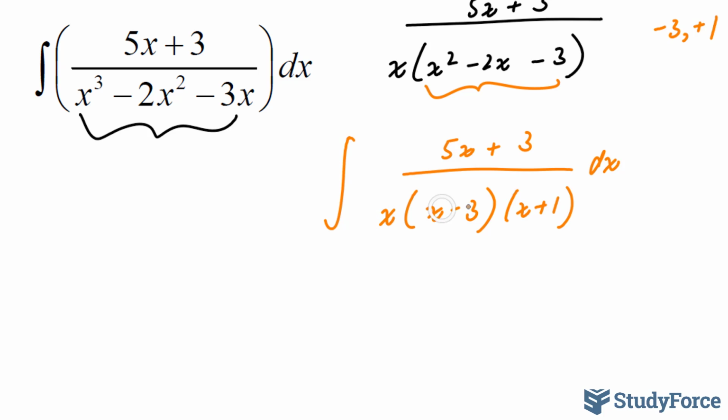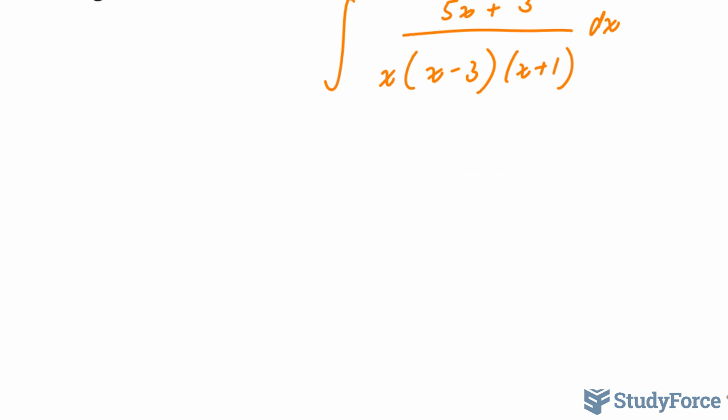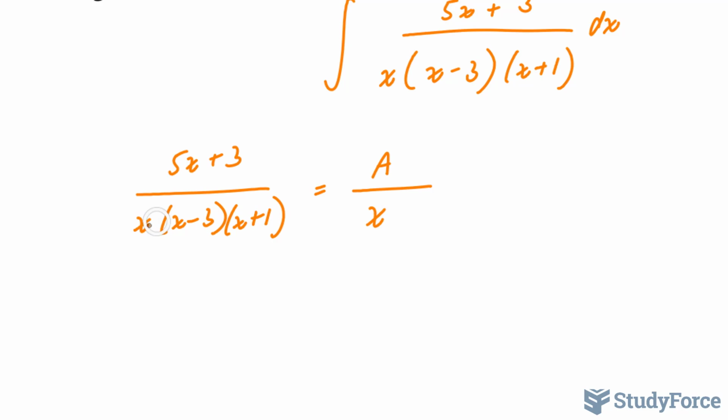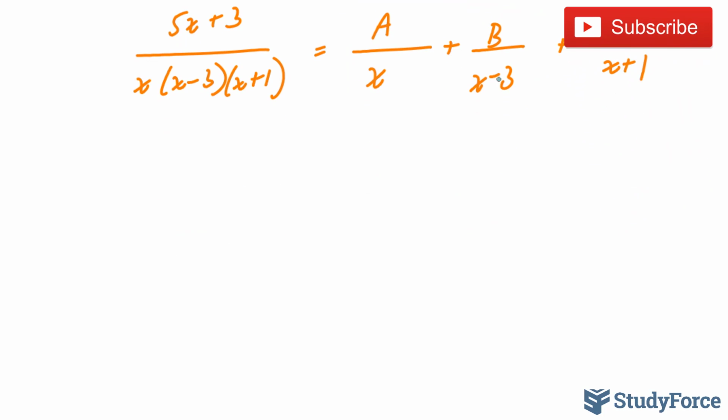Since there are three factors in the denominator, you'll have to rewrite this in the following way. Here's how: A over x plus B over x minus 3 plus C over x plus 1. We have to find A, B, and C that when you combine all three of these terms will give you back the original. The next step is to find a common denominator amongst all three of these terms.